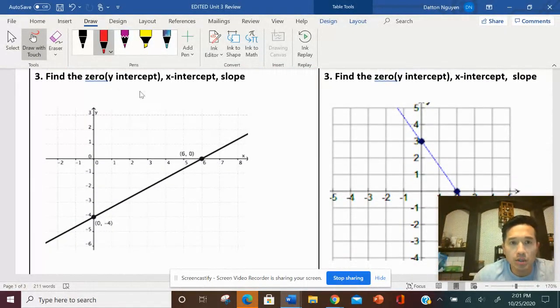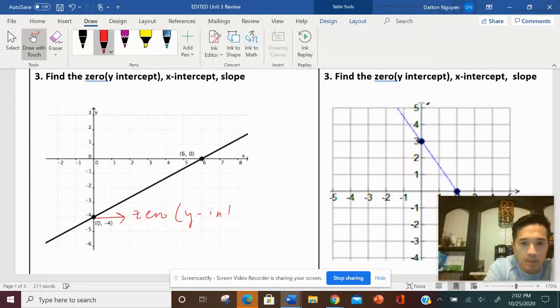Now find the zero, the x-intercept and slope. When they talk about a zero, they're talking about the y-intercept. So where's the y-intercept? The y-intercept is where it crosses the y-axis. So here is my 0, or y-intercept. So that value is 0, negative 4. If I look at my x-intercept, that's down here. Okay, that's 6 comma 0.